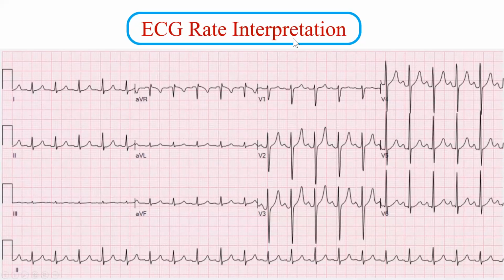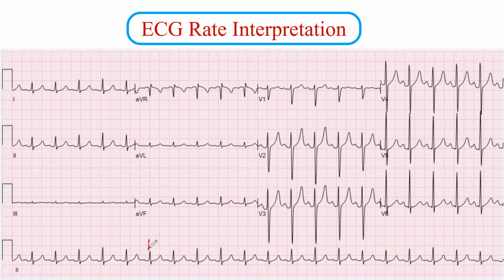Okay, let's have this ECG. When we are looking at it, it seems that it's regular, right? The distance between two R waves is equal all the time. So we can use all three methods to calculate the rate. Okay, let's start with the first method, which is the large square method.